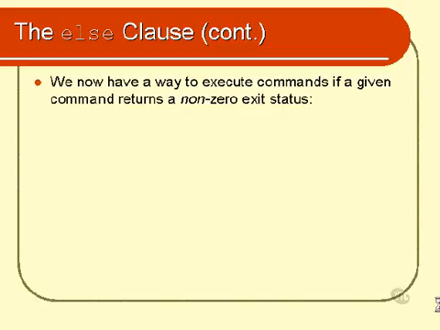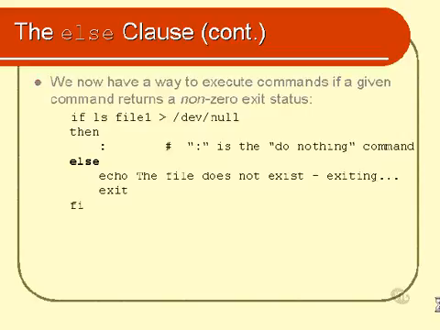So if you think about it, we actually now have a way to execute a command if a given other command returns a non-zero exit status. Now what does that mean? Well, suppose that all I want to do is one particular block of code. In other words, it won't be like the previous example where we do one set of code if the condition is met and another set of code if the condition is not met. All I want to do is one block of code if the condition is not met, or in other words, if the command produces a non-zero exit status. Now let's have a look at how we might do that.